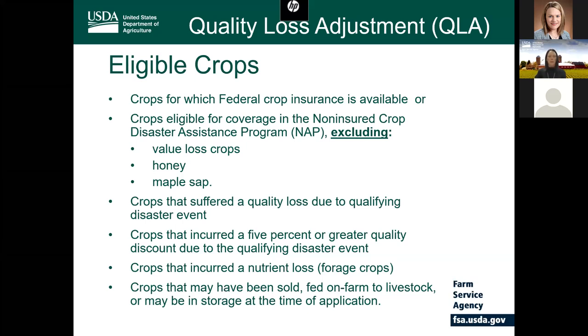Eligible crops must suffer a quality loss due to a qualifying disaster event. They must have also incurred a 5% or greater quality discount due to the qualifying disaster event. If that crop is a forage crop, they'd have to incur a nutrient loss. These crops may have been sold, fed on the farm to livestock, or may be in storage at the time of application.